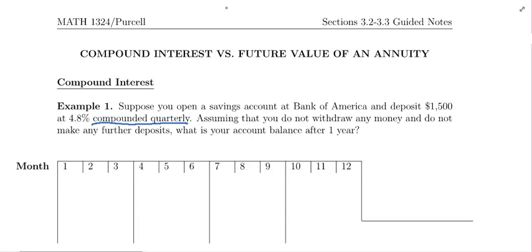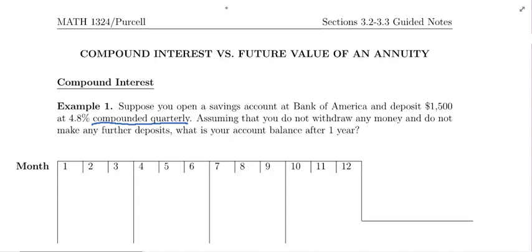What's going on here is you're going to Bank of America, opening a savings account, and depositing this one lump sum of $1,500. The interest rate is 4.8%, and the interest is compounded quarterly, which I'll talk about in a second. But you're also told that you don't withdraw any money and you do not make any further deposits. So you just put that $1,500 in the bank, essentially forget about it, and then come back after 1 year and want to know how much money is in your account. Remember, you're going to have the $1,500 plus any interest that has accrued on the account.